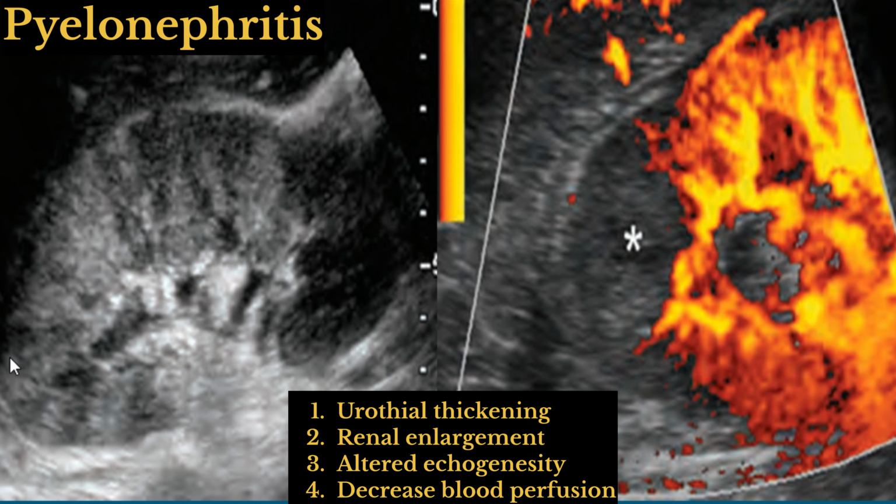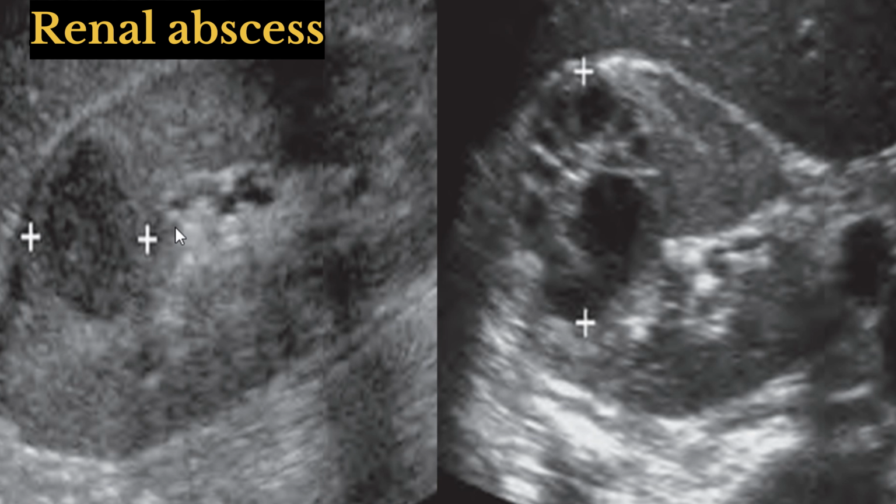Now this is the longitudinal view of the kidney that shows large areas of increased echogenicity in the upper pole of the right kidney, and there are also smaller areas of increased echogenicity throughout the right renal parenchyma. Now this is the longitudinal view of the right kidney with power Doppler, and it shows a focal area of decreased perfusion in the upper pole of the right kidney, and all these features are suggestive of pyelonephritis. Now we are going to discuss the renal abscess.